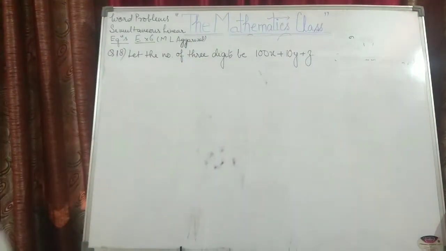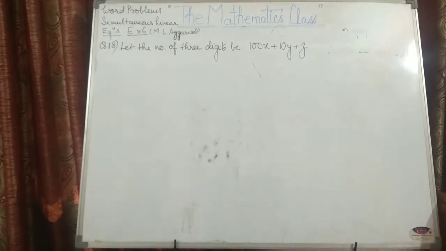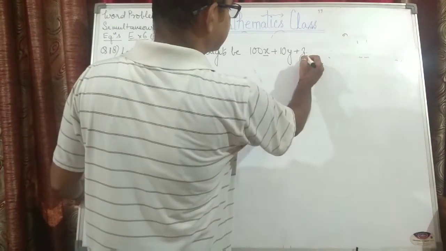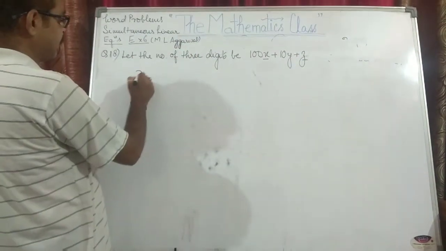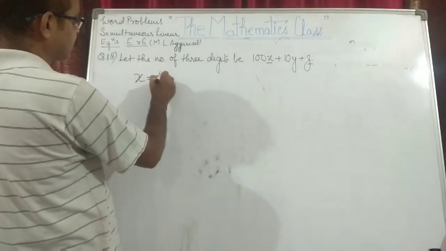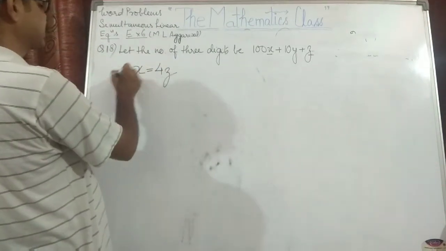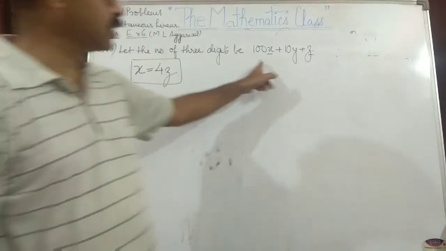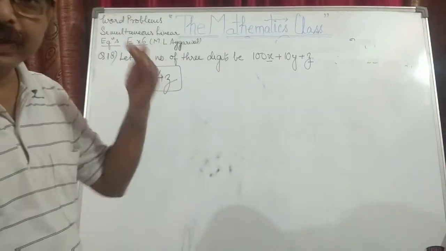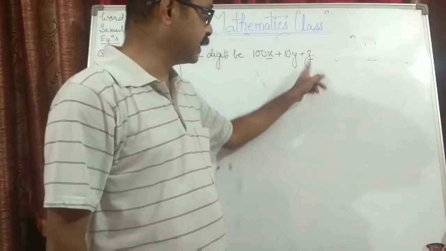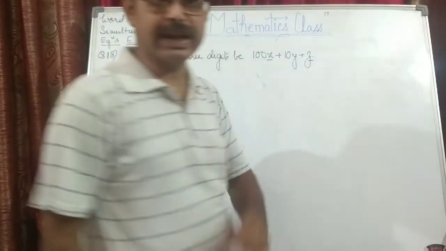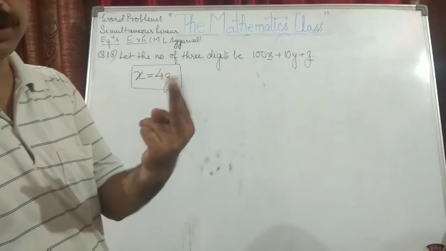They say that the number of 3 digits has the hundreds digit 4 times the unit digit. Hundreds digit is x, unit digit is z. So the hundreds digit is 4 times the units digit. This is one value that is given, because in this equation you will have 3 variables x, y, z, and to solve 3 variables we should have at least 3 equations, and that is not given because there are only 2 variables.